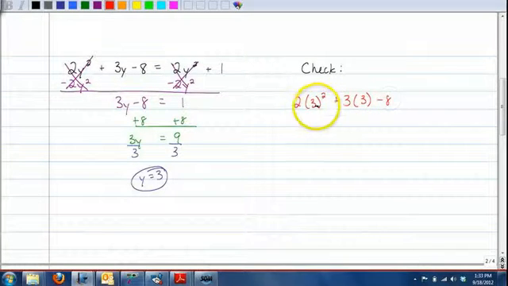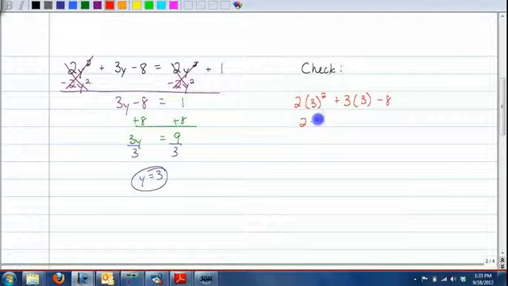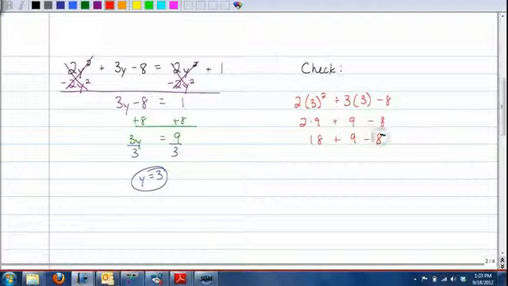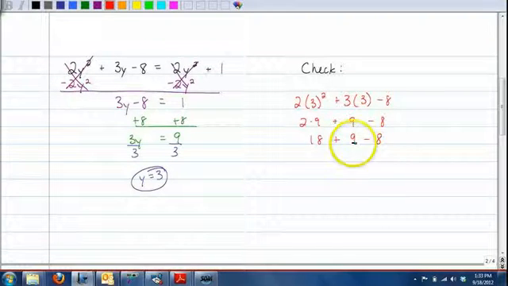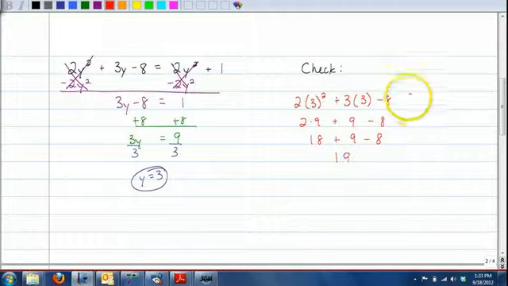So when I do that, well, we know 3 squared is 9, so I have 2 times 9 plus 9 minus 8, or 18 plus 9 minus 8. Well, 18 plus 9 is 27. 27 minus 8 is 19. So that's the left side.